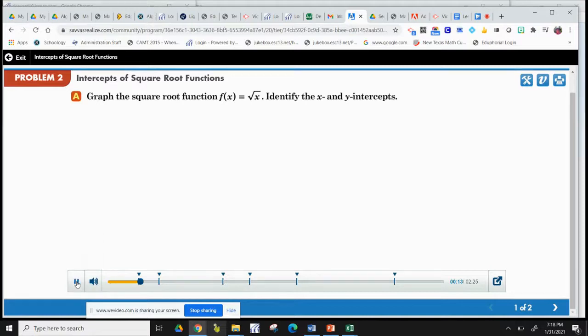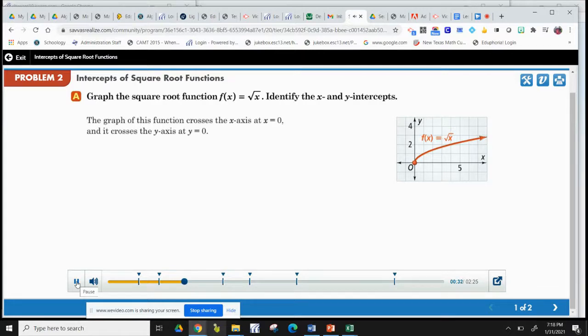And we did that a few minutes ago on Desmos. First, graph the function. Very easy. X to 0, 0. Identify the x and y intercepts. This function crosses the x-axis at x equals 0, and it crosses the y-axis at y equals 0. X-intercept is the point 0, 0. And y-intercept is the point 0, 0. Too easy, right?